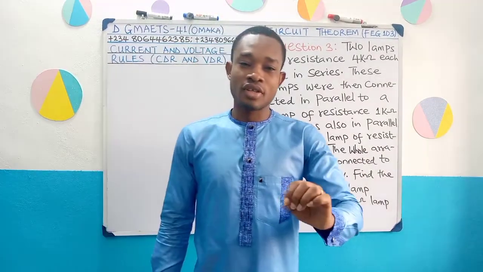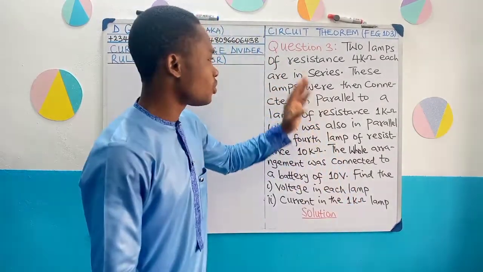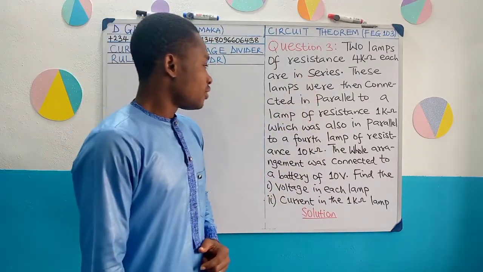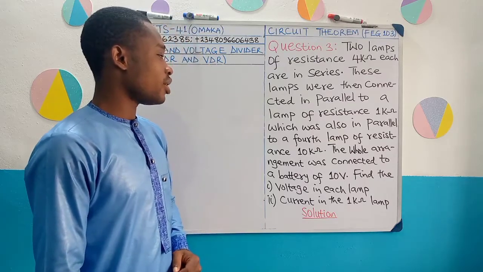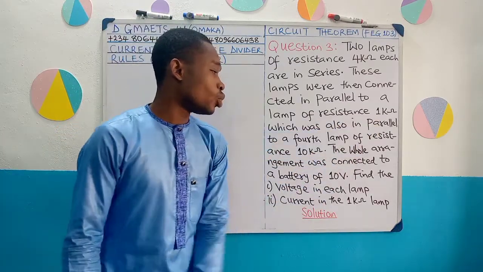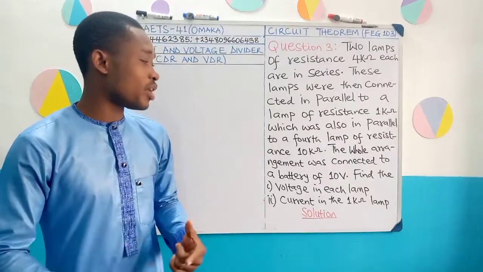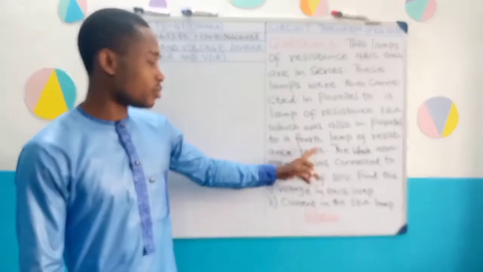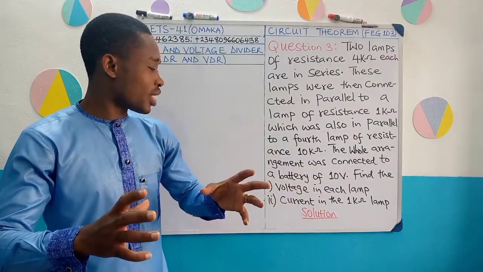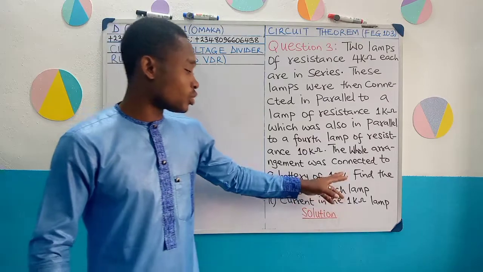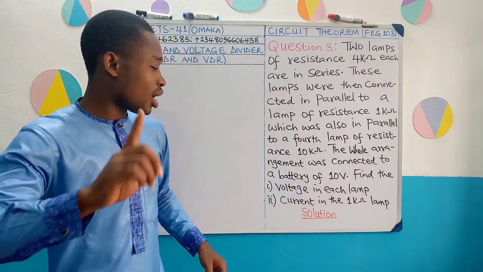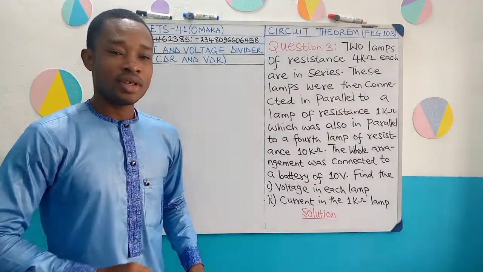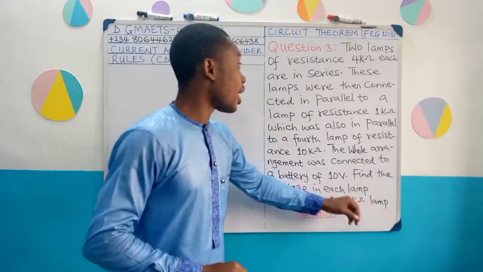Let us then consider this next question. Two lamps of resistance 4 kilo ohms each are in series. These lamps were then connected in parallel to a lamp of resistance 1 kilo ohm, which was also in parallel to a fourth lamp of resistance 10 kilo ohms. The whole arrangement was connected to a battery of 10 volts. Find I, the voltage in each lamp, II, the current in the 1 kilo ohm lamp.